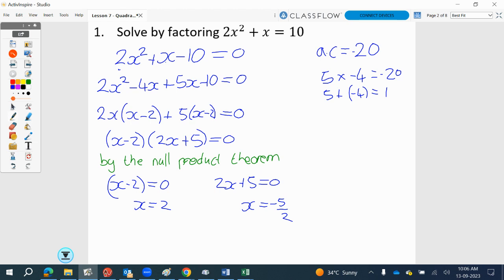An expression has a variable. This doesn't. This just has an unknown. x is an unknown. It's not a variable.